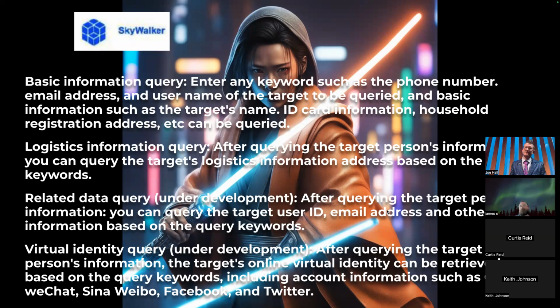This virtual identity query has backdoors into WeChat, Sina Weibo, Facebook, and Twitter. They can jump inside of Twitter and they can change posts that are visible to the Chinese population for any user on Twitter. So if Bill Gates says something that's pro-US, anti-China, they can change what he said that's visible to only people behind the Great Firewall of China. These are the guys that built that.